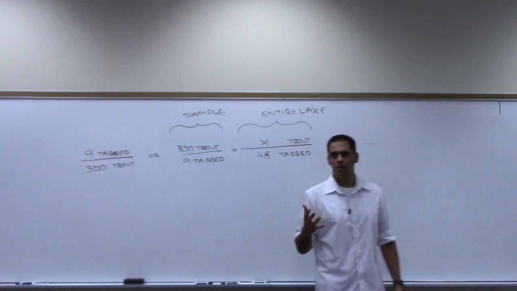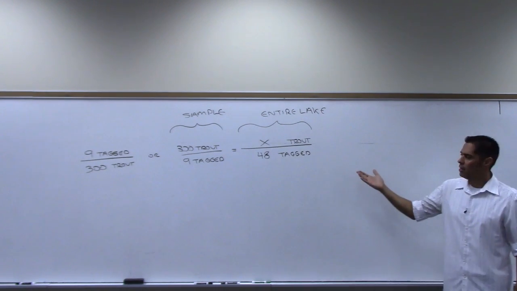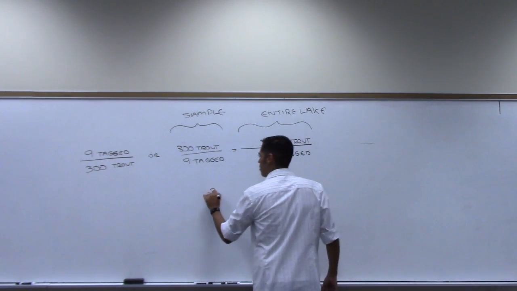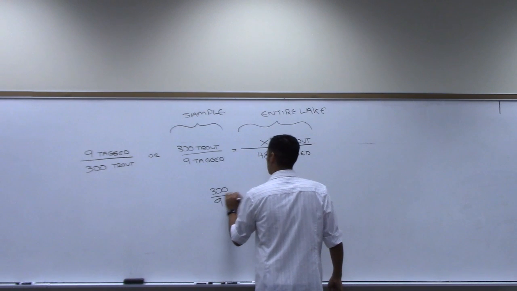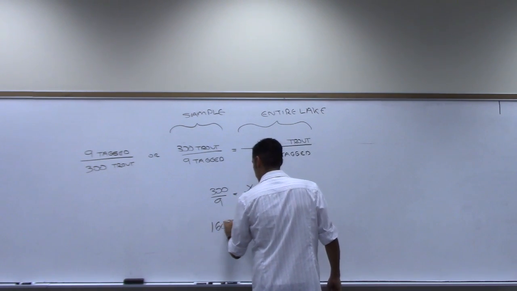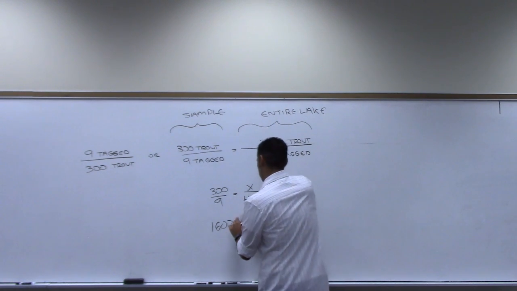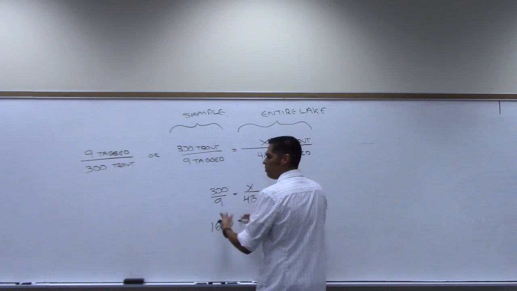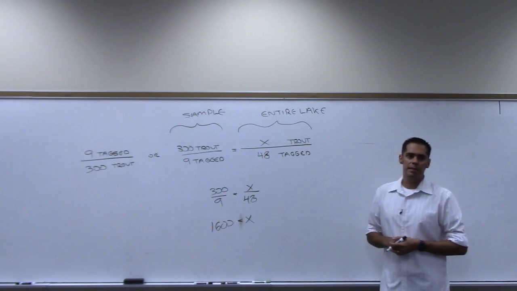It's not perfect. Understand? And now if you get rid of everything, just 300 over 9 equals x over 48, and do your stuff. Is it coming out to 1,600? Yes. Equals x. And this is the total number of trout estimated to be in the lake.